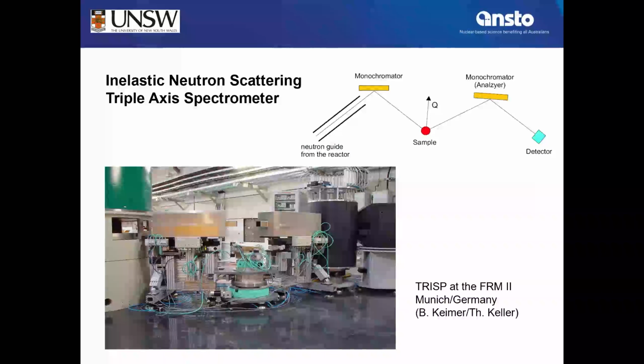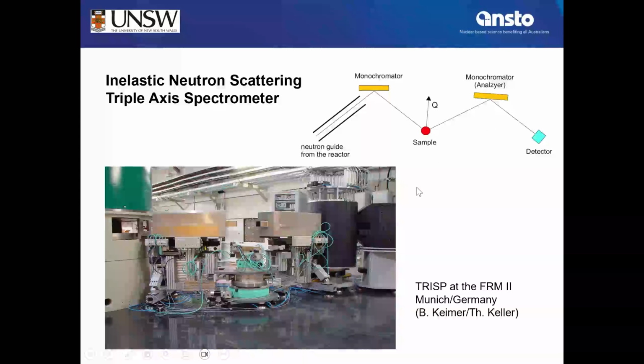Now let me explain how the experiment on a XXX instrument works. And I have chosen a XXX spectrometer from Munich to explain that, simply because I did most of my polarized experiments in Munich. So we have an incoming neutron guide directly from the reactor, monochromator, sample, analyzer, second monochromator, the analyzer, and the detector.